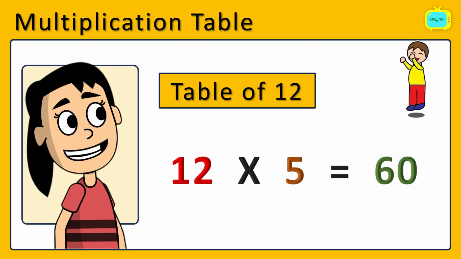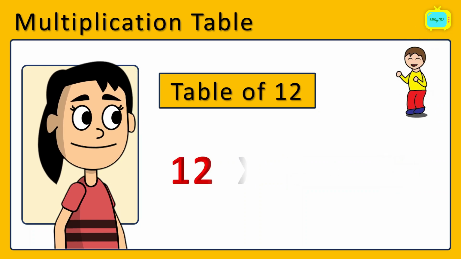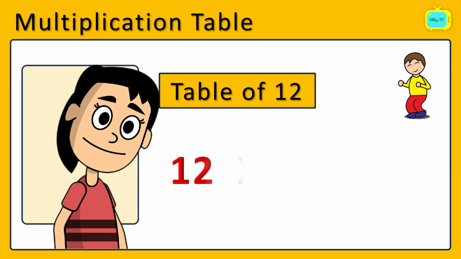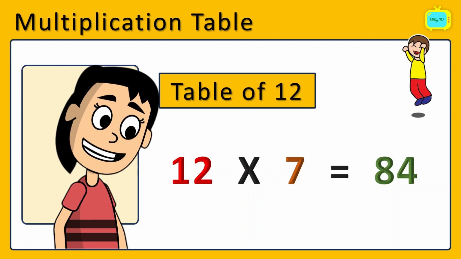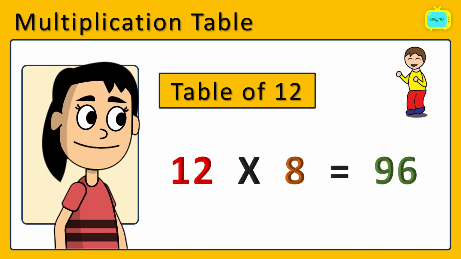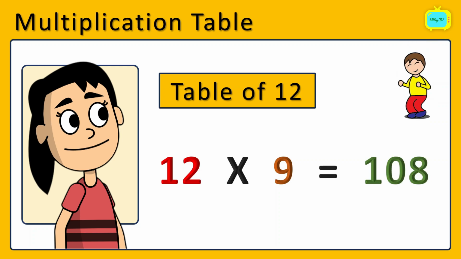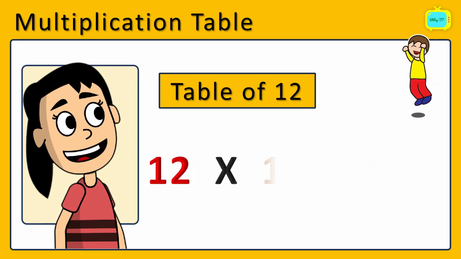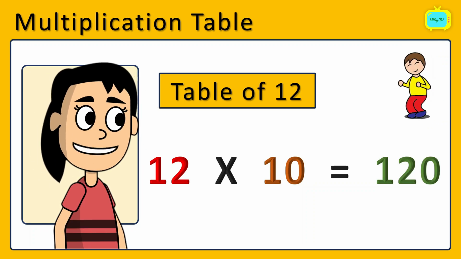12 fives are 60. 12 six are 72. 12 sevens are 84. 12 eights are 96. 12 nines are 108. 12 tens are 120.